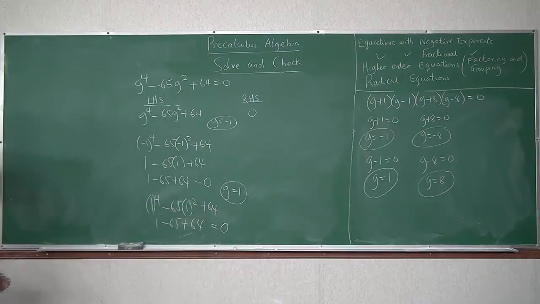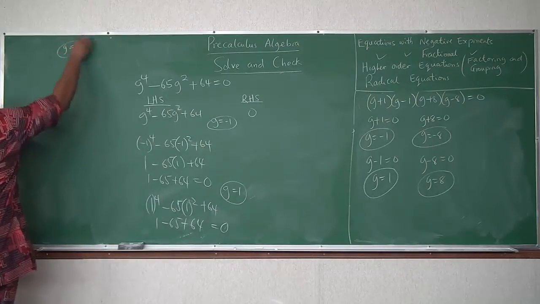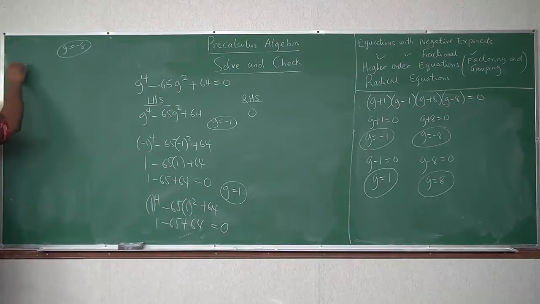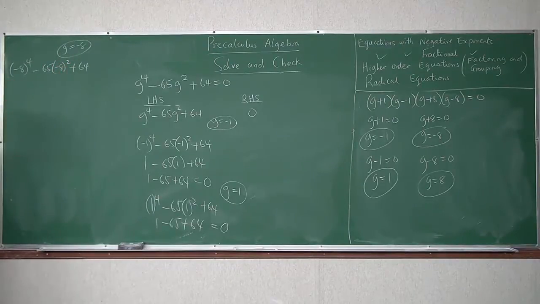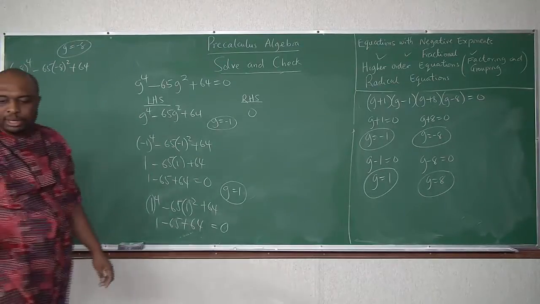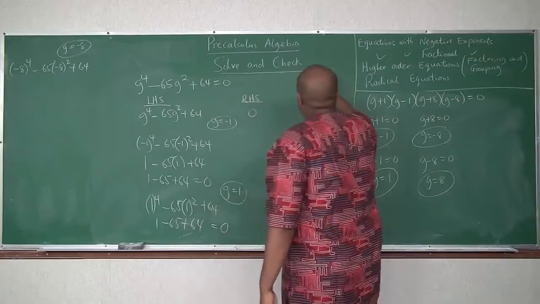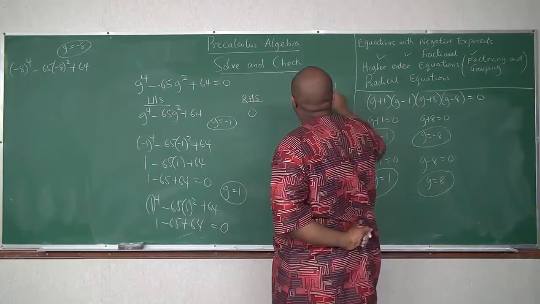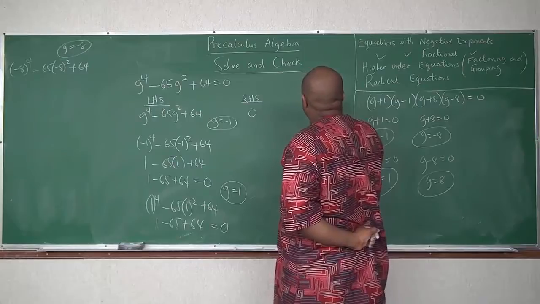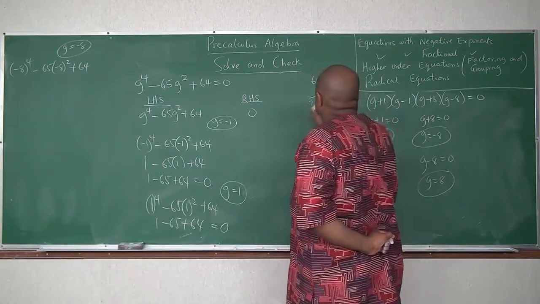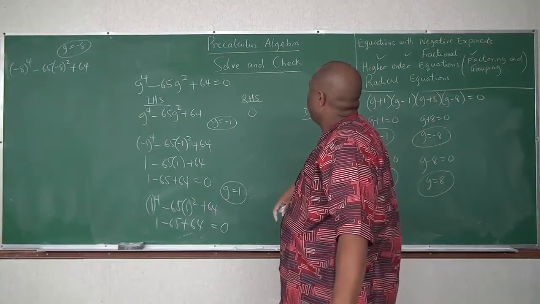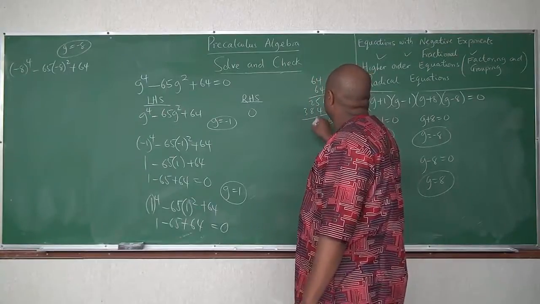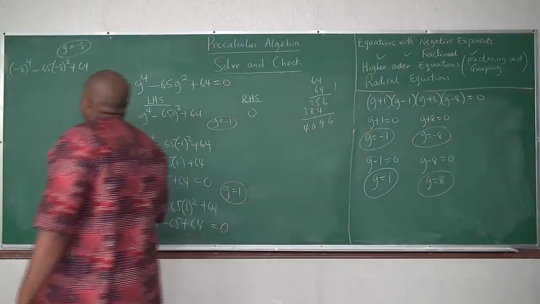For g to be negative 8, you have negative 8 raised to the power 4 minus 65 times negative 8 all squared plus 64. I have to multiply this now. I don't have my calculator with me. 64 times 64 is 4096.